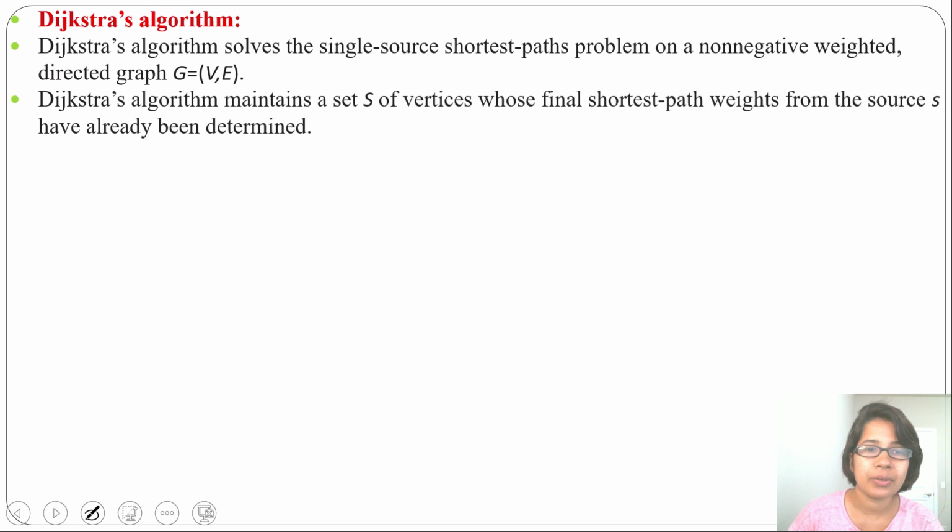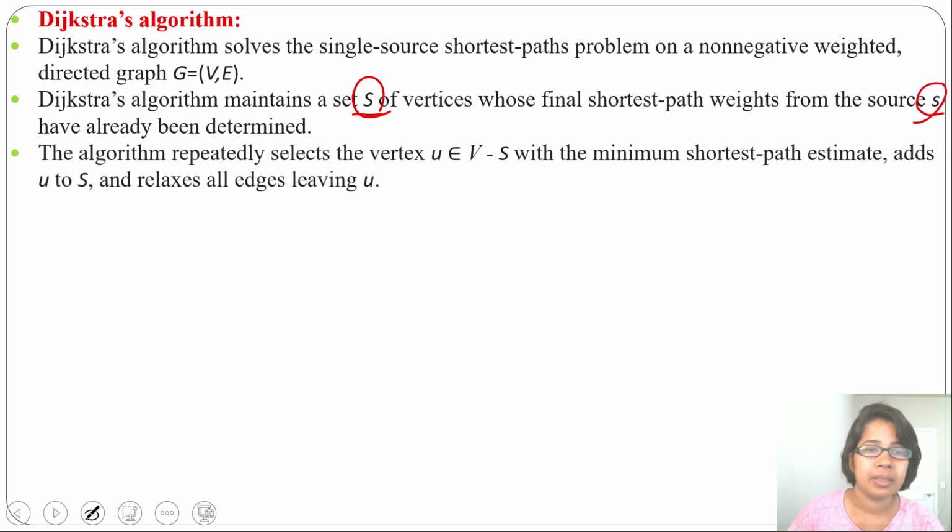So Dijkstra algorithm maintains a set S of vertices whose final shortest path weight from the source s has been determined. So this uppercase S is for set S and this small s is for source s. The algorithm repeatedly selects the vertex U from V minus S, means which are not in the set S, with the minimum shortest path estimate. Shortest path estimate means we'll check the D value, add U to S and relax all edges leaving U.